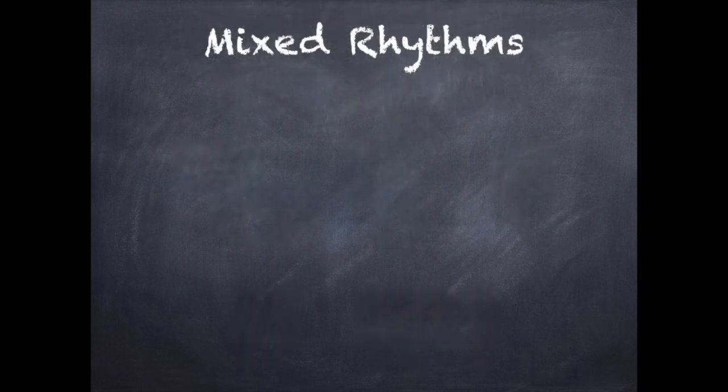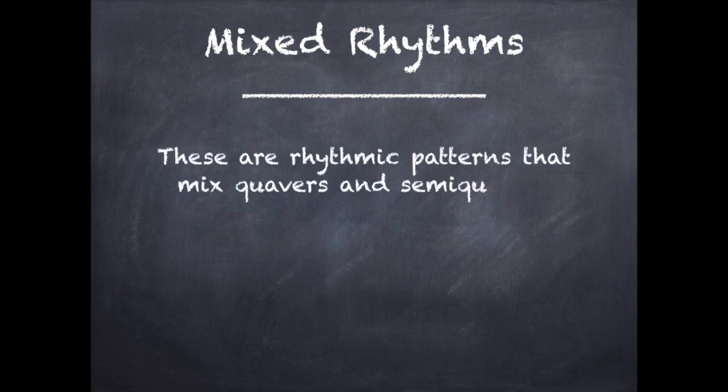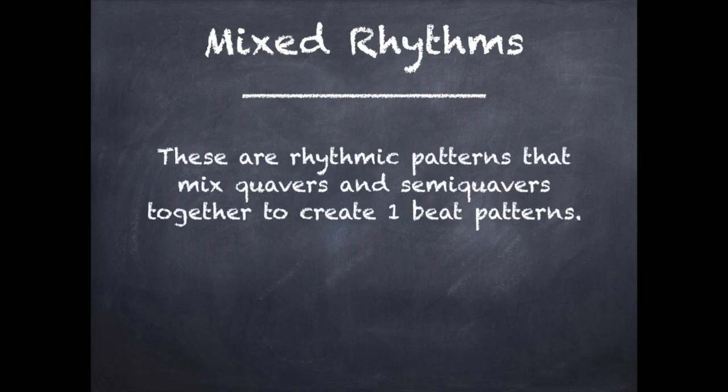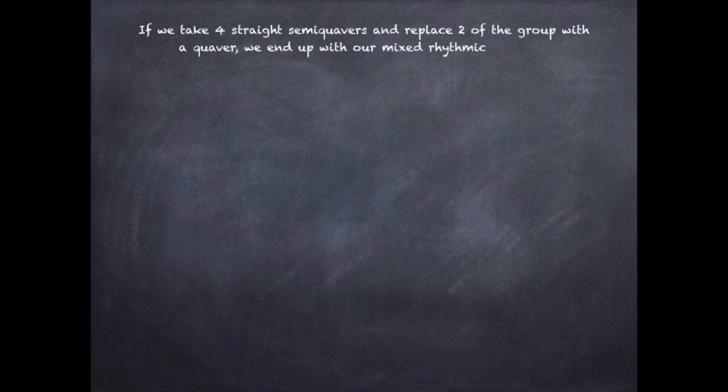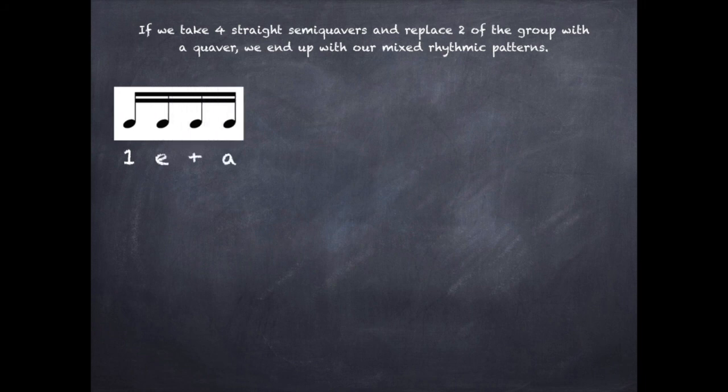Mixed rhythms. These are rhythmic patterns that mix quavers and semiquavers together to create one-beat patterns, and they are used to create variation in rhythmic patterns to keep the music interesting. If we take 4 straight semiquavers and replace 2 of the group with a quaver, we end up with our mixed rhythmic patterns. Here, we've got 4 straight semiquavers.